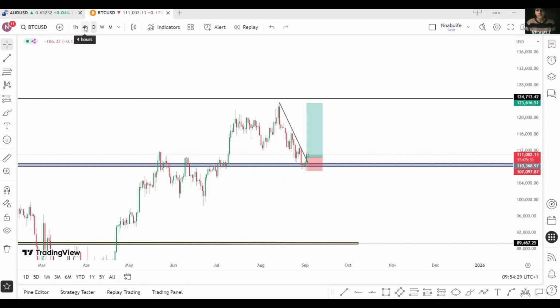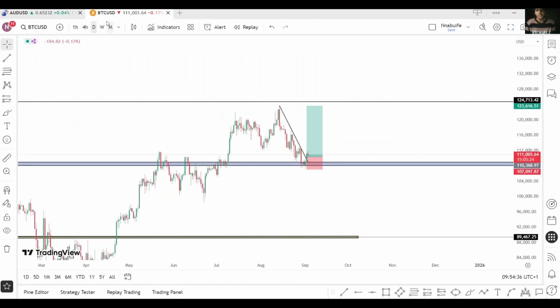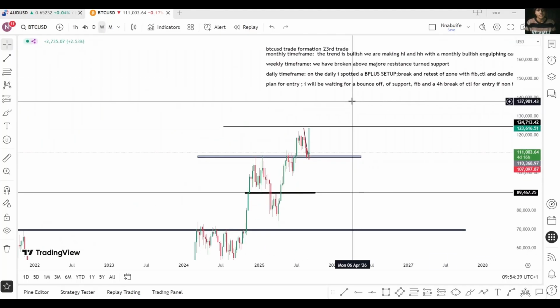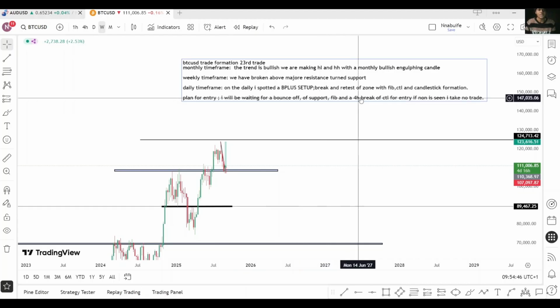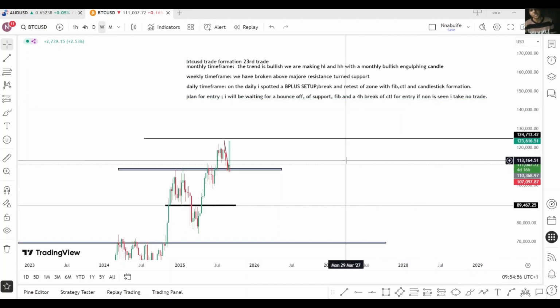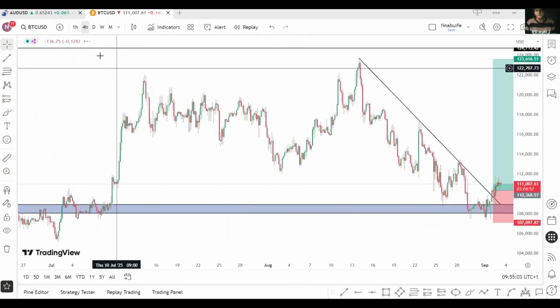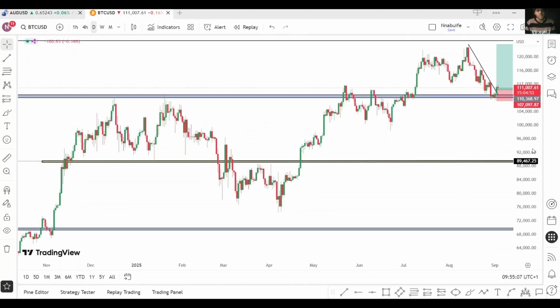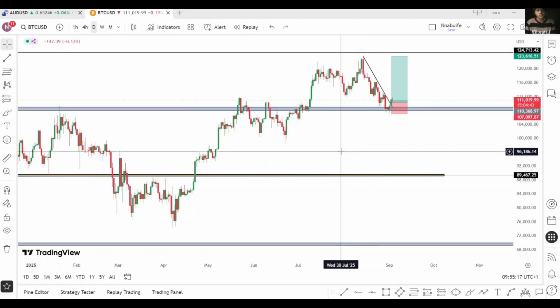The entry was simple. On the 4-hour time frame, if I show you my plan, the notes I wrote about the plan for entry, I said I will be waiting for a bounce off of support, Fibonacci, and a 4-hour candle break or CTL for entry. If none is seen, I take no trade. So what I basically mean is I would be waiting, because when price broke above this resistance, it was standing around this region. So I said to myself that I will be waiting for a bounce off of support, Fibonacci.